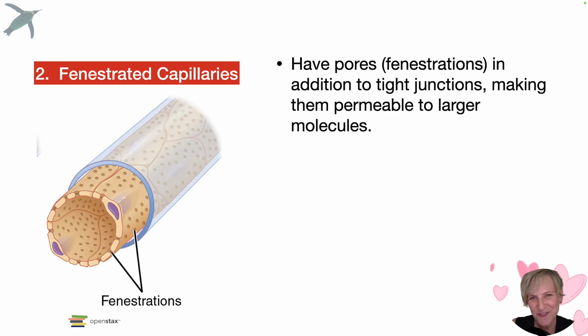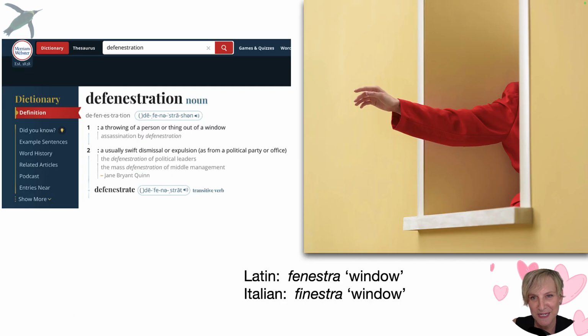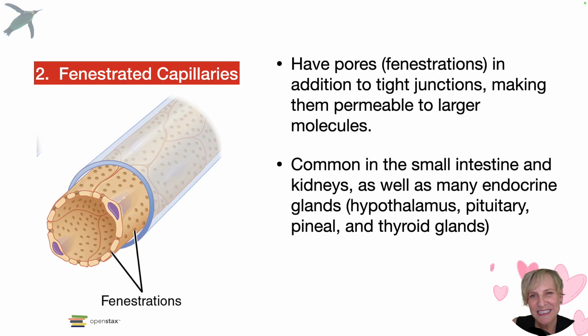Next, we have fenestrated capillaries, which have pores in them, or fenestrations. This comes from a Latin word which means window. So to defenestrate an idea is to like throw it out the window. That's such a cool word. Basically, fenestrated capillaries are permeable to larger molecules, and we find them in places like the small intestine, the kidneys, and many endocrine glands.